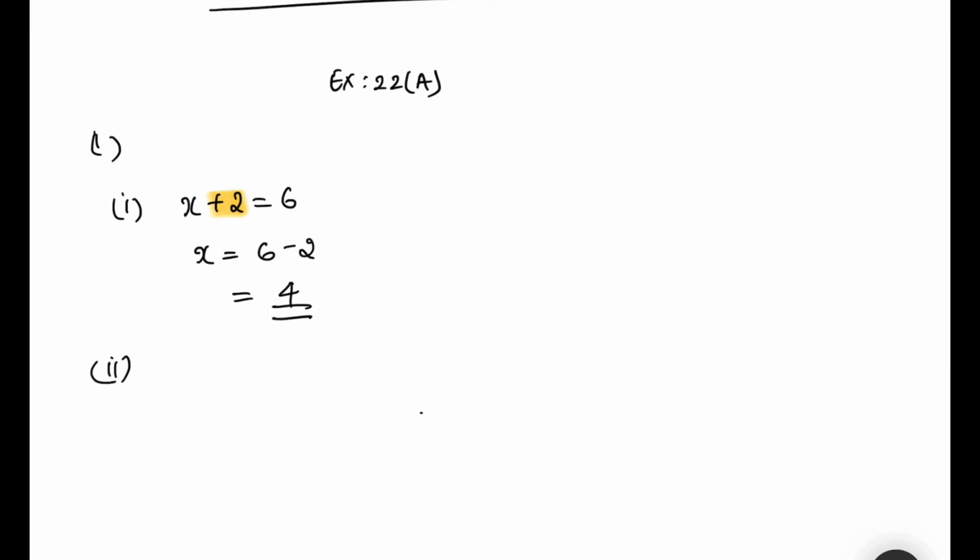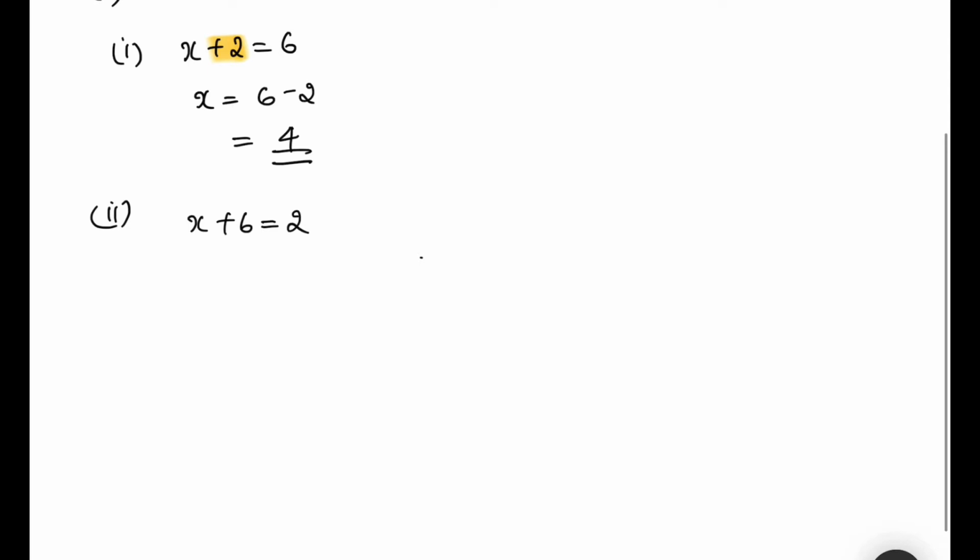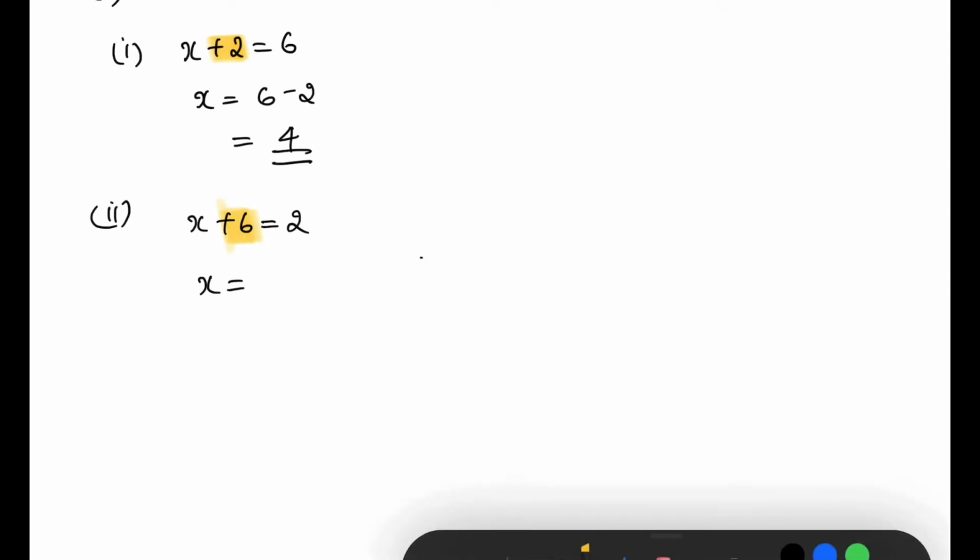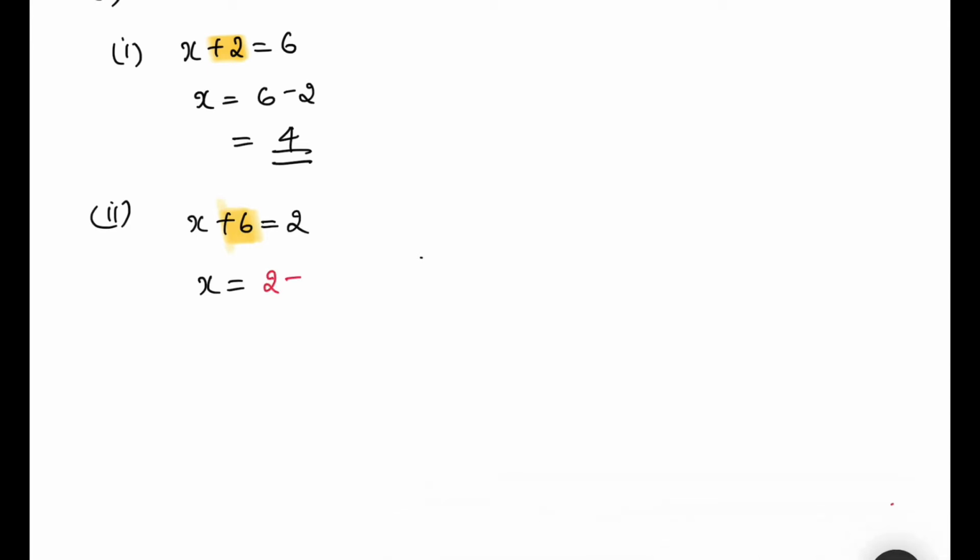Hope it's clear. Now coming to the second sub question. Value of x you got as 4 here. Next you have x plus 6 equal to 2. In this case, x equal to, again this plus 6 bringing to the other side, it will become minus 6. So 2 minus 6. What is 2 minus 6? You know it is minus 4.